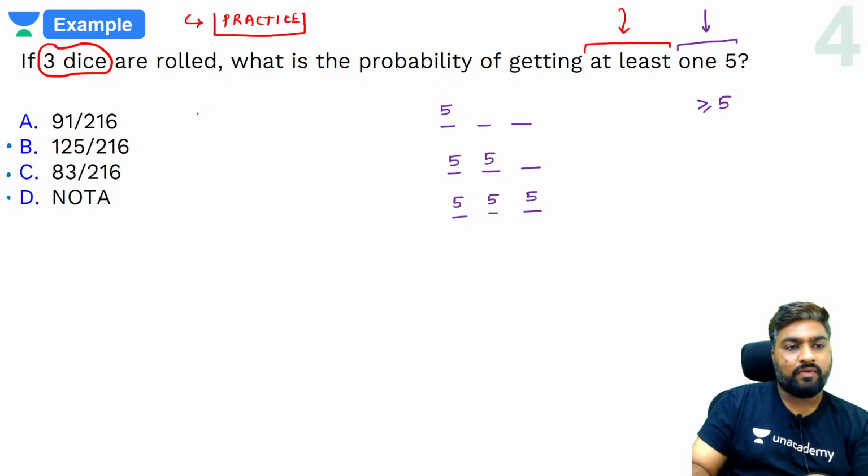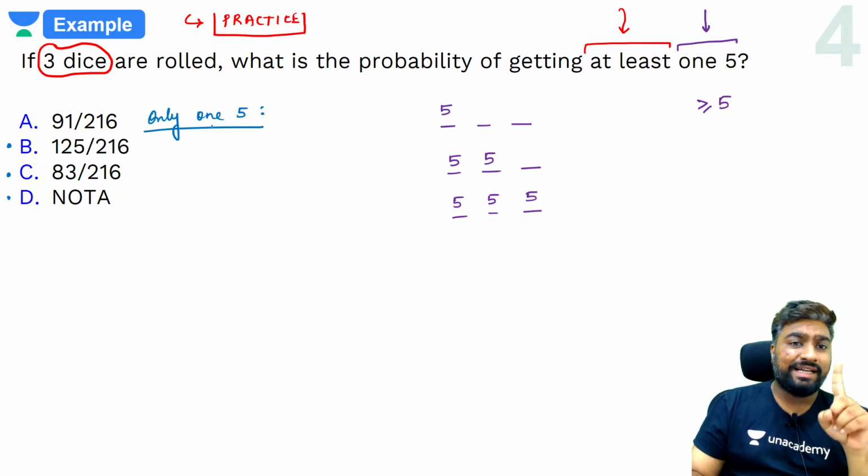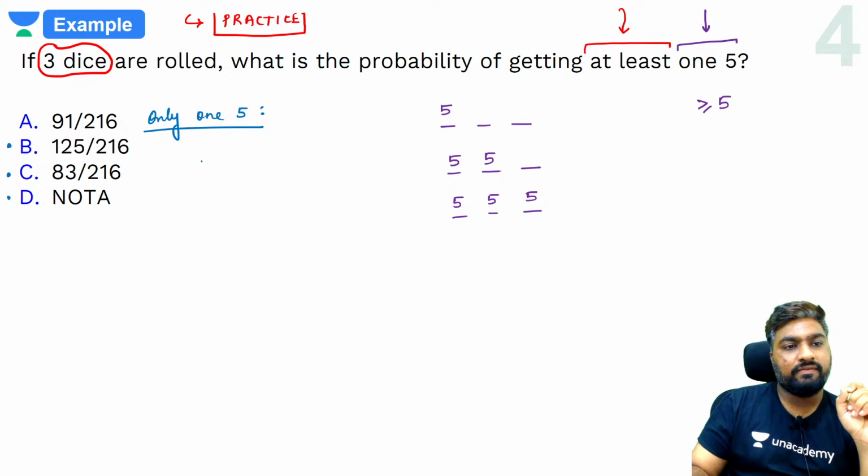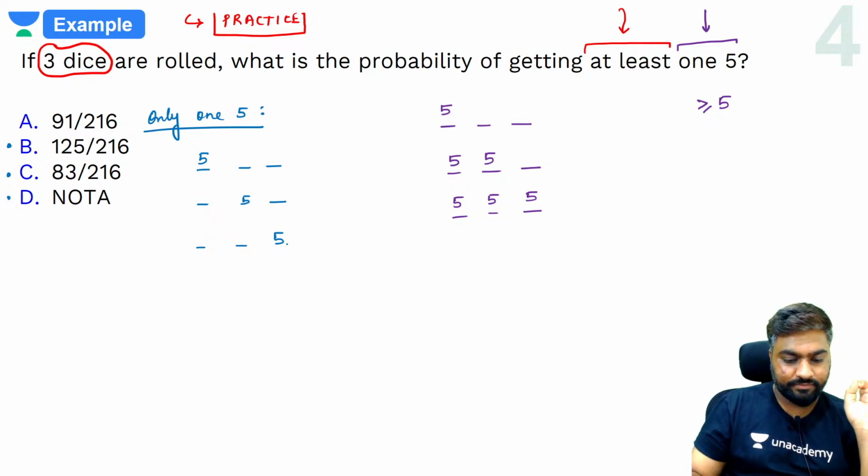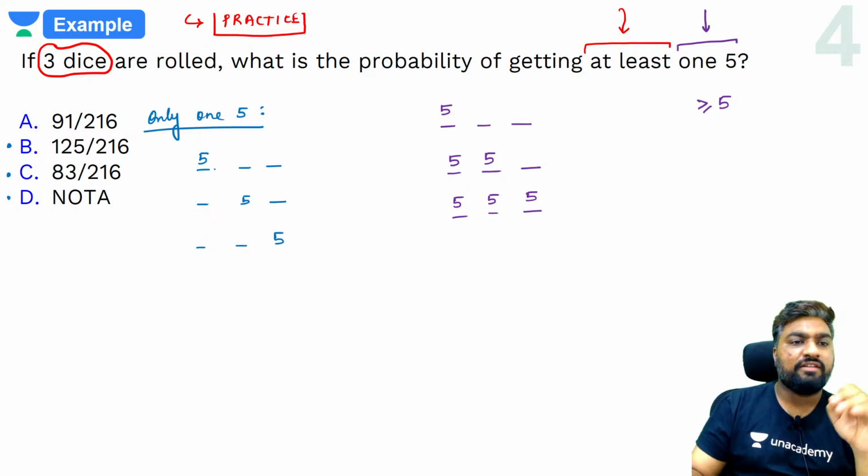First let's talk about 1 5. There should only be 1 5. Okay, only 1 5. So if there should be only 1 5, 5 can be here, 5 can be here, correct? 5 here, 5 here, 5 here. So what happens with only 1 5?